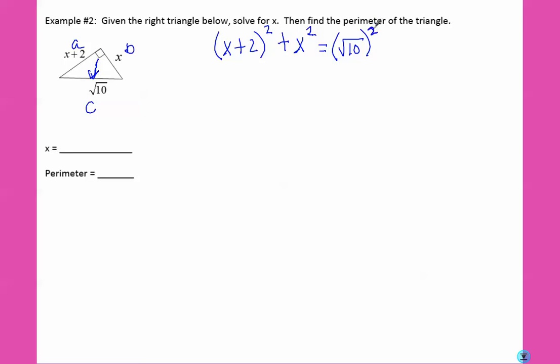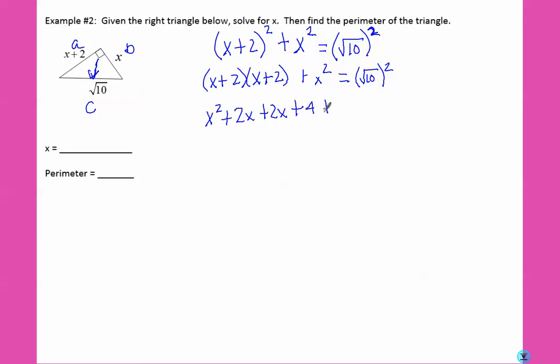squared. Now, think back. What does it mean to square something? Hopefully you said that it means to multiply it by itself. So here we have to multiply x plus 2 times x plus 2. So we have to double distribute like we did in the last problem. We get x squared plus 2x plus 2x plus 4. I'm going to bring down my other terms.